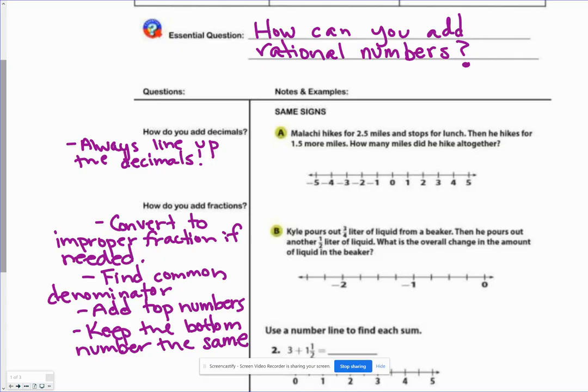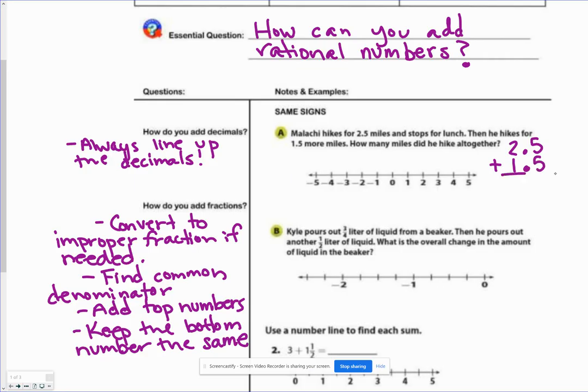So let's go practice. It says Malachi hikes for 2.5 miles and stops for lunch. Then he hikes 1.5 more miles. How many miles did he hike altogether? Now, some of you could maybe mental math this one, but let's practice the rules. So 2.5, and we said we are going to line up the decimals.